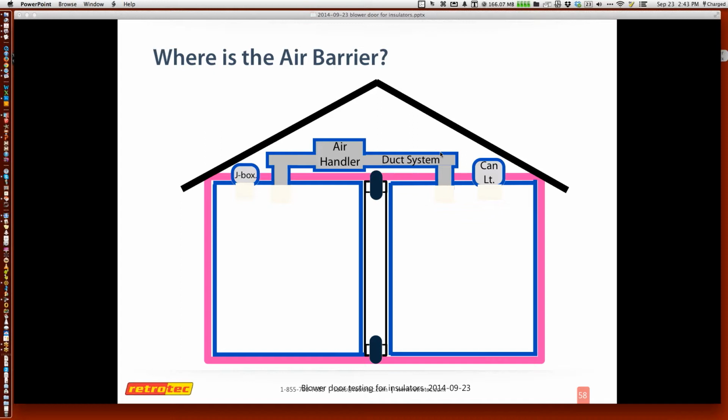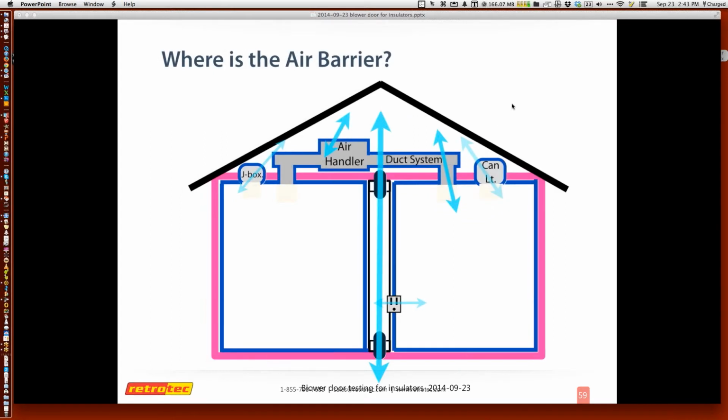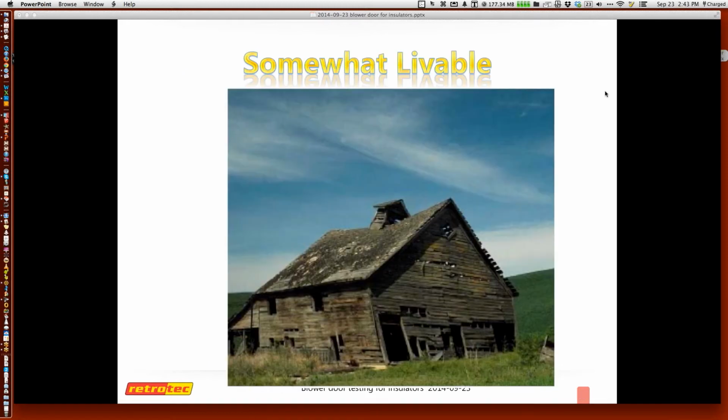So if I have a hole or an opening in the duct system, then I have air that could go directly into the interior of the house, whether the duct system is running or not. If the duct system is running, it's going to be bringing additional air in from outside or losing air to the outside, depending on where the leak is. So there are some leaky homes.